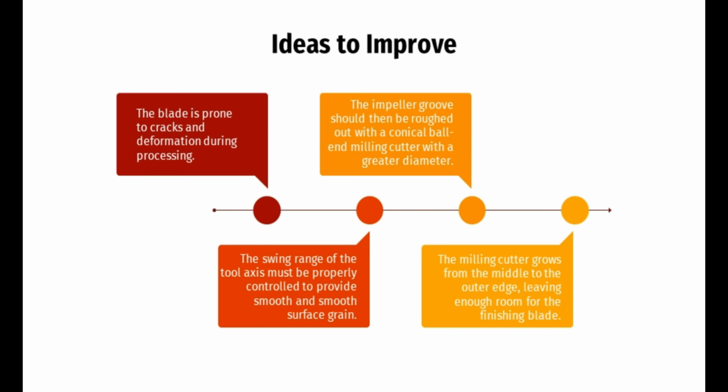To begin, it should be processed in the order listed above from the center to the impeller's outside edge with a reasonable roughing allowance. The impeller groove should then be roughed out with a conical ball end milling cutter with a greater diameter. The finishing hub is achieved by utilizing a smaller diameter ball end milling cutter, which not only uniformizes the surface of the hub but also assures improved machining precision. The milling sequence is as follows. The milling cutter grows from the middle to the outer edge, leaving enough room for the finishing blade.